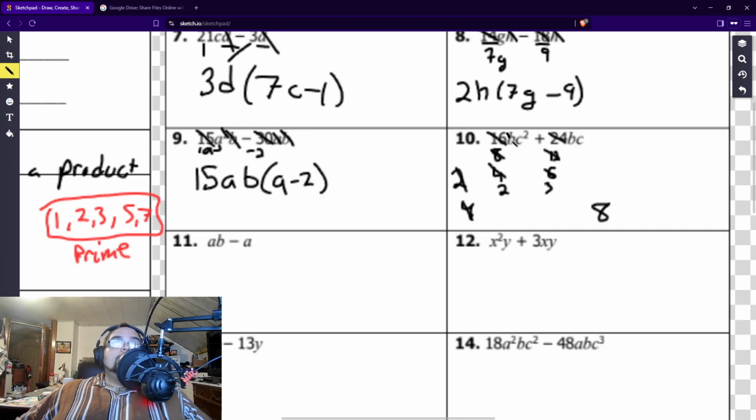I also know both of these have a B, so I'm just going to pluck a B out. And I want to pull out a C from each. That leaves no C's for this one, but this one gets a C. Put down the plus sign and bring this over. 2C plus 3. Wow.